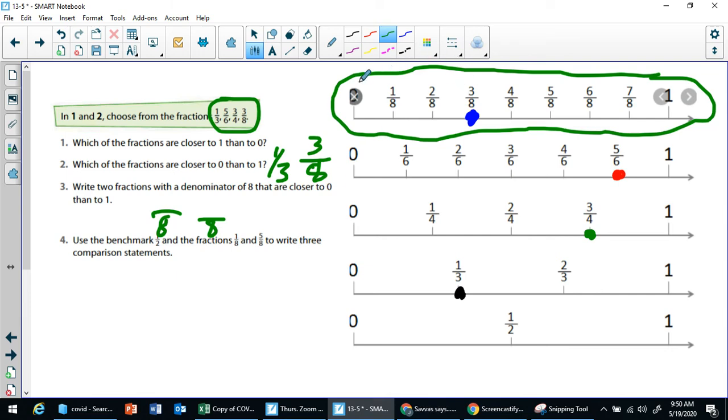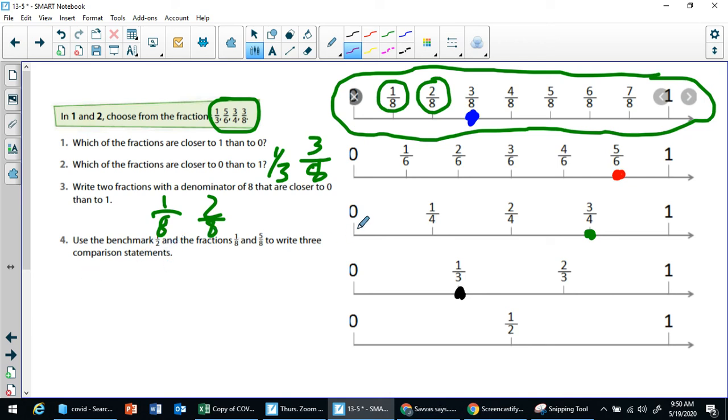Okay, so by looking at this fraction, here is the 0. Obviously, 1/8 could have been a fraction that you wrote down. That is very close to 0. And 2/8. We could have said 3/8 as well, but we already used that one up here in number 2. All right, last one says, I'm going to change my color here. Let's do nice, beautiful purple. Use the benchmark half and the fractions 1/8 and 5/8 to write three comparison statements.